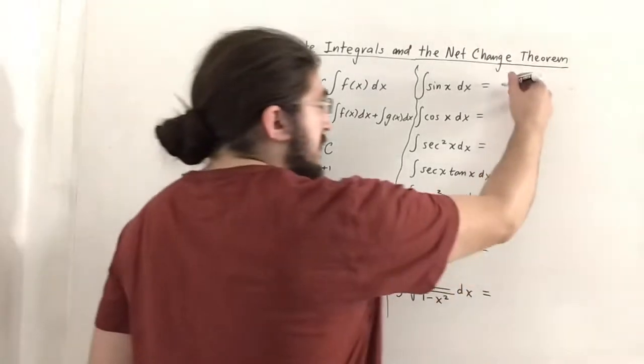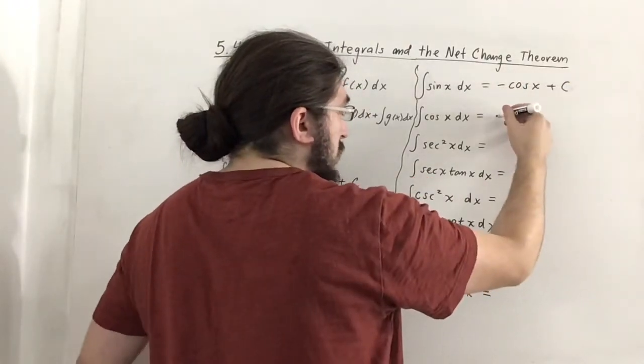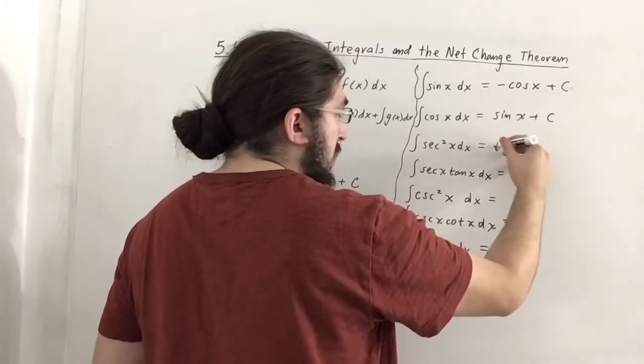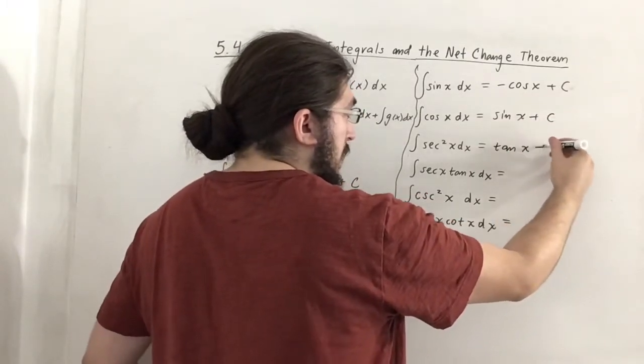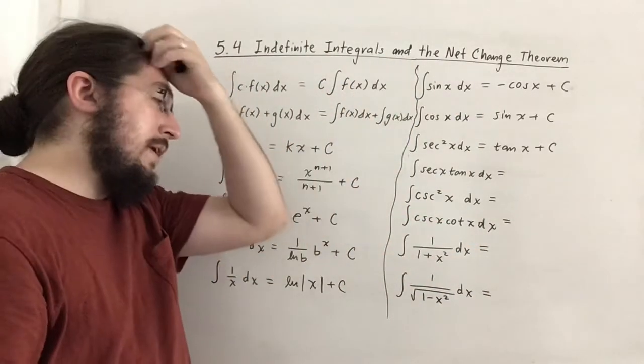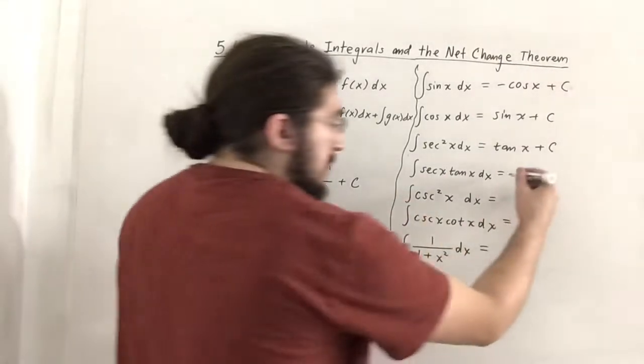Antiderivative of sine is negative cosine, we just saw that one, plus c. Antiderivative of cosine is positive sine, plus c. Antiderivative of secant squared is tangent of x, plus c. And again, all of these are true because their derivatives are the integrand. Now, what function has derivative secant tangent? That's just secant.